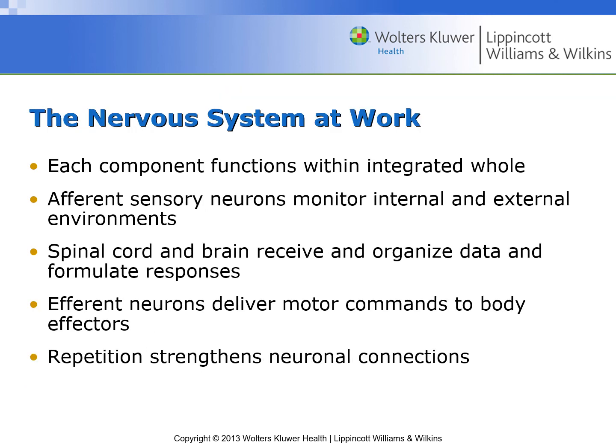Now let's discuss how the nervous system works. Each component functions within the integrated whole. Afferent sensory neurons monitor internal and external environments. The spinal cord and brain receive and organize data and formulate responses. The efferent neurons deliver motor commands to the body effectors, and repetition strengthens the neuronal connections.